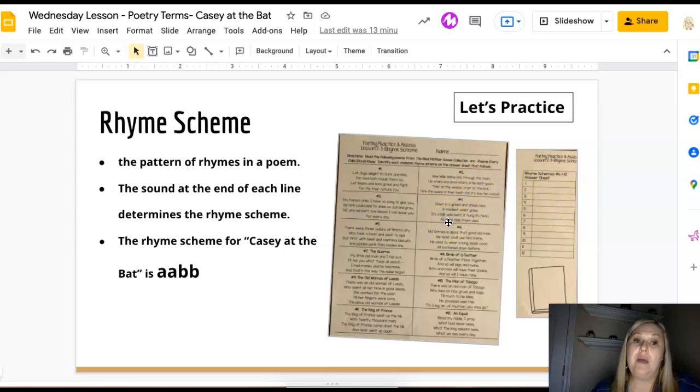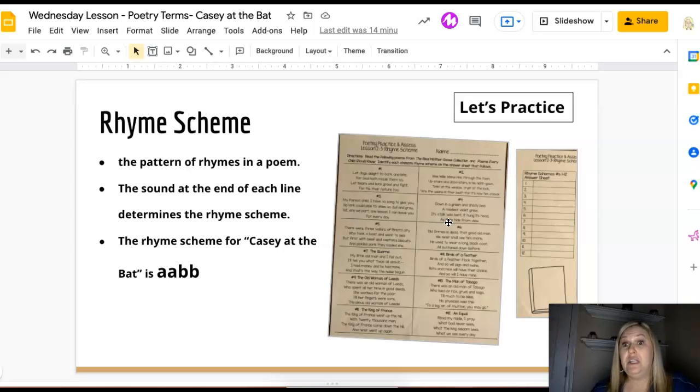Okay, so remember the rhyme scheme is the pattern of rhymes in a poem. The sound at the end of each line determines the rhyme scheme. The rhyme scheme for Casey at the Bat is AABB. So now let's see about these other examples here. These you're going to do on your own on the back page. Also on the back page you have the opportunity, I would like you to write a short rhyming stanza. You can write a whole poem if you wish, but try to come up with a 4-line stanza that has rhymes at the end. Okay, you can use any pattern you choose.